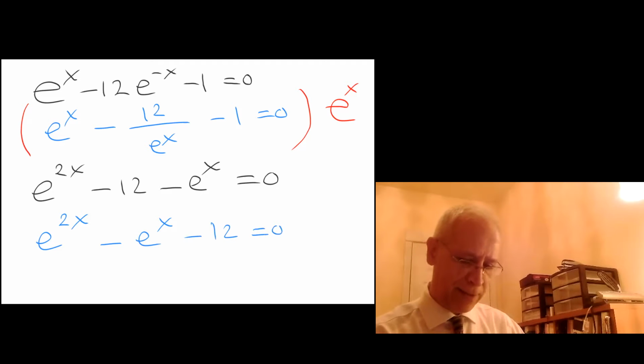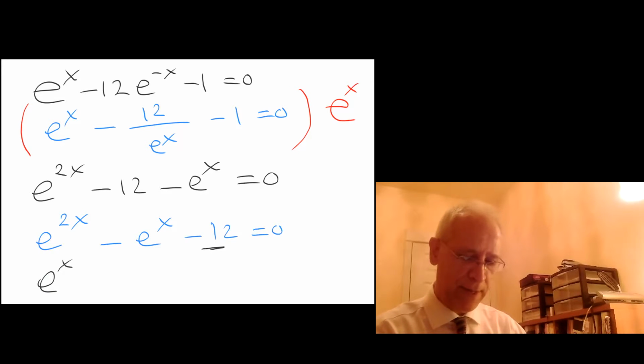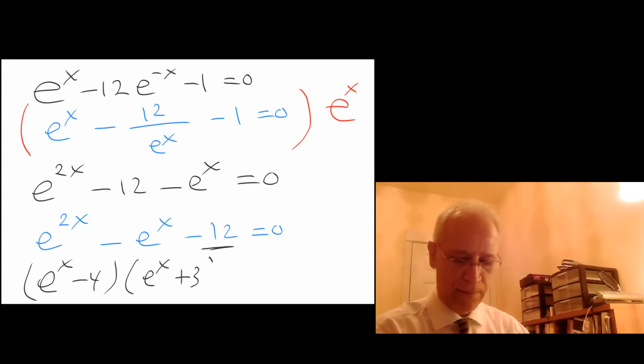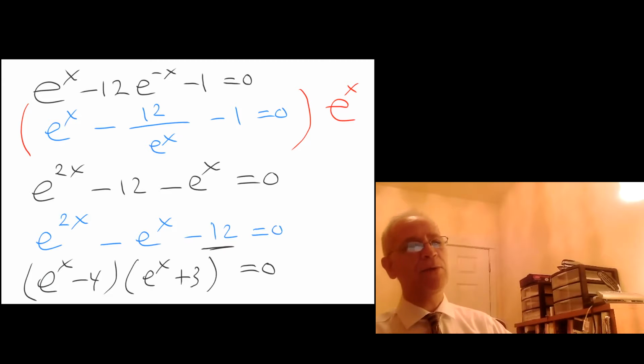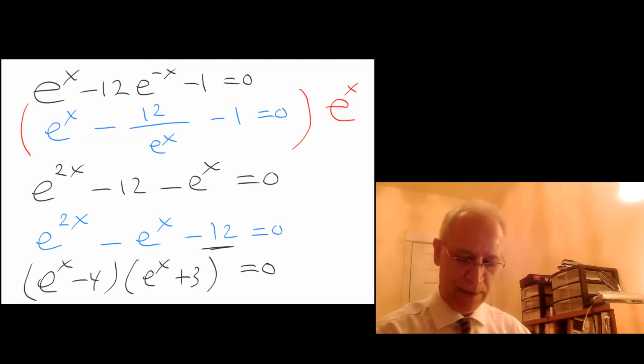And now I can factor this to e to the x. I need two numbers that add up to negative 1 and multiply to negative 12. How about minus 4 and plus 3: e to the x minus 4 and e to the x plus 3 equals 0. Remember, if you have difficulty factoring this the way it is, you can use a u substitution. Let me go to the next page and do it.